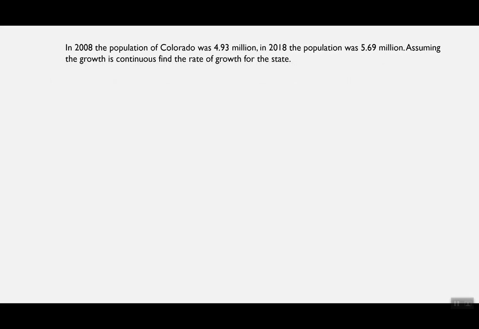Okay. So similarly, I'm going to stick with the idea of looking at population. And again, I looked this up: in 2008, the population of Colorado was 4.93 million. In 2018, it was 5.69 million. So we're just going to assume that the growth was continuous and figure out what the rate of growth for the state was. So we want to pull everything apart and say, what do we have? What if I treated this one like P e to the rt?